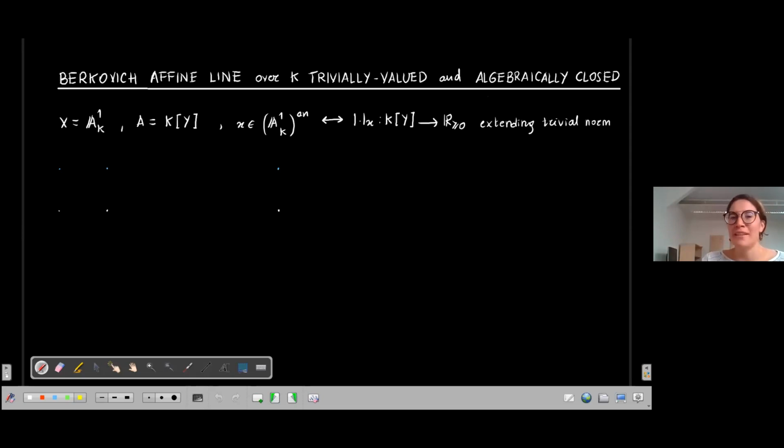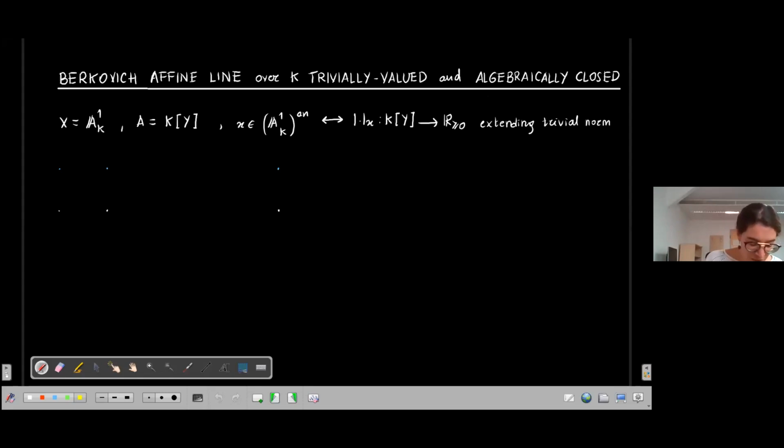So here we want to construct the affine line. It means that we're fixing our space X, our starting variety, the affine variety over K. And for the moment, I want to focus on the case where K is trivially valued and algebraically closed. So this will be our first example. And then, as I just said, giving a point in the Berkovich affine line corresponds to giving a multiplicative semi-norm on the ring of polynomials in one variable, and fix the variable to be y. This function has to take values in the positive real numbers and has to extend the trivial norm.